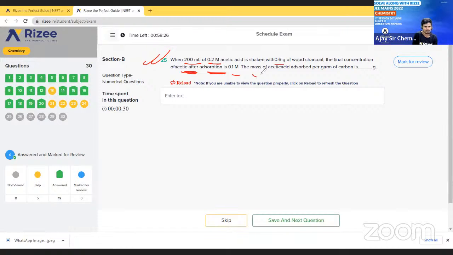So we have to find the mass of this acetic acid adsorbed per gram. We have to find what? Per gram of the carbon. So see here, R is equal to what? Generally, R is equal to what here?